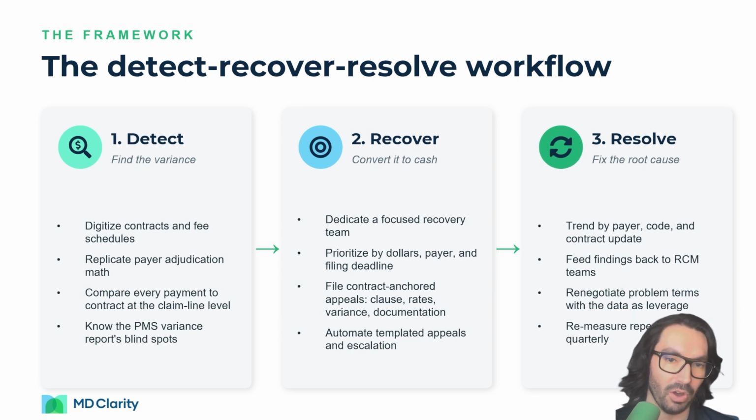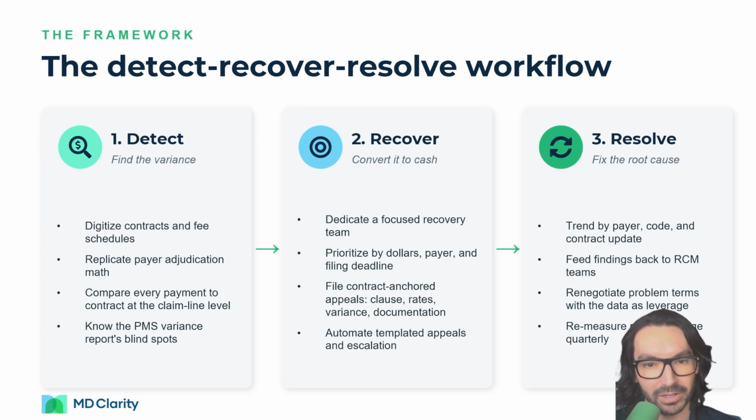Phase 3, resolve. Fix the root cause so the leak stays fixed. Run trend analysis. Which payers consistently underpay? Which codes? Which contract updates got missed? Feed those findings back to your revenue cycle teams. Use the underpayment data as leverage at contract renegotiation. A documented pattern of misapplied lesser-of clauses is exactly the evidence that wins better language or higher rates at renewal. And then remeasure quarterly. Your prevention KPI is the repeat leakage rate by payer and code. If the same pattern keeps recurring with the same payer, the root cause has not actually been fixed.